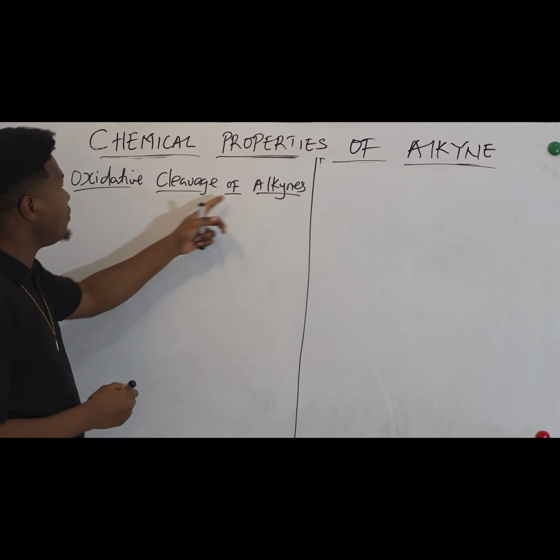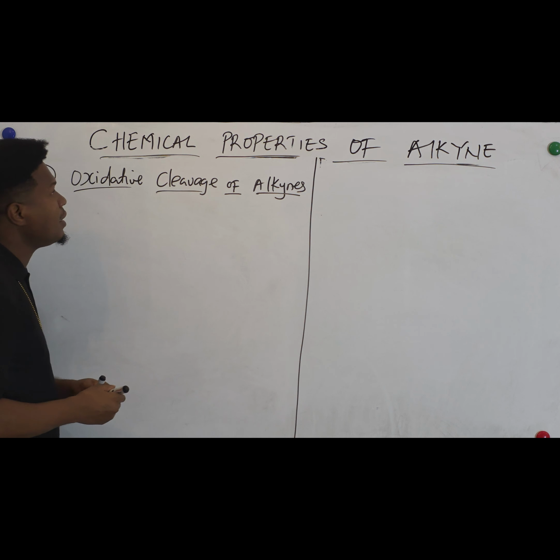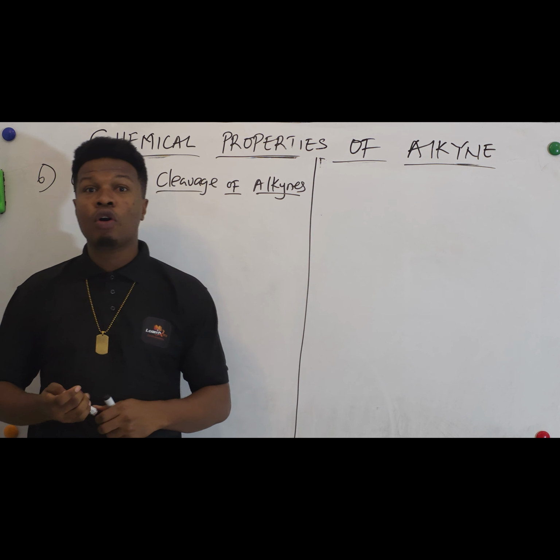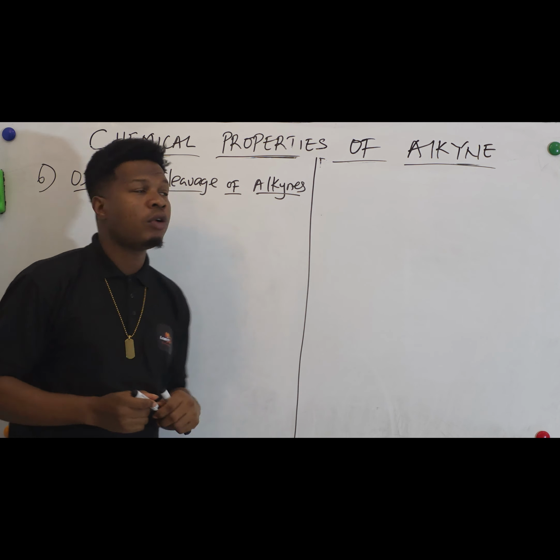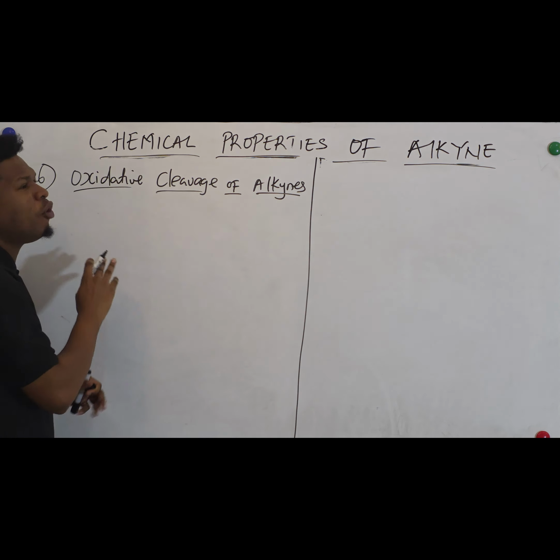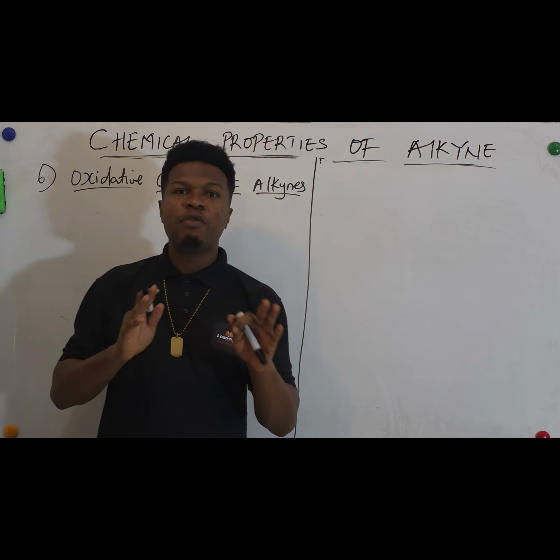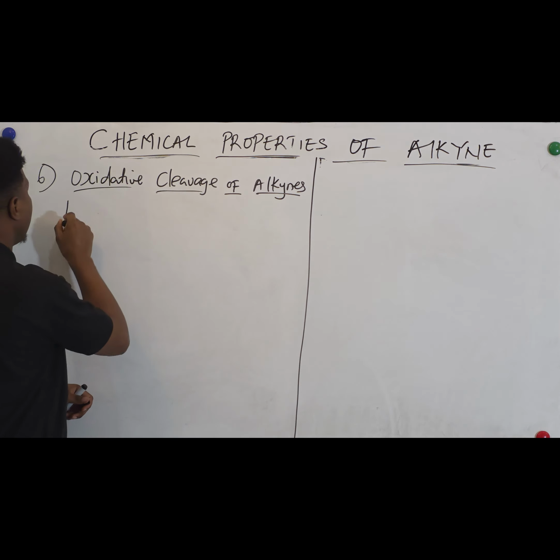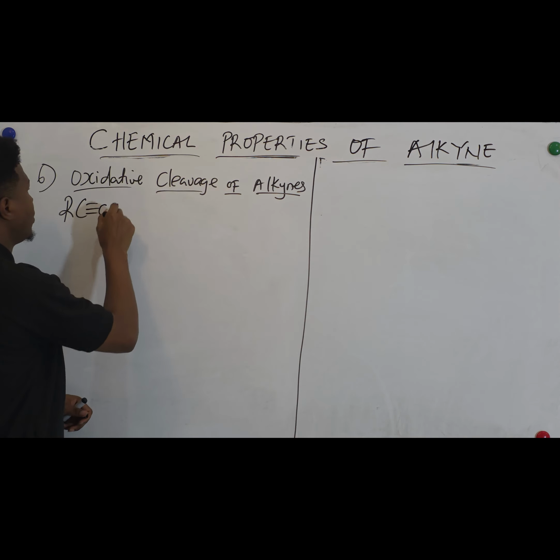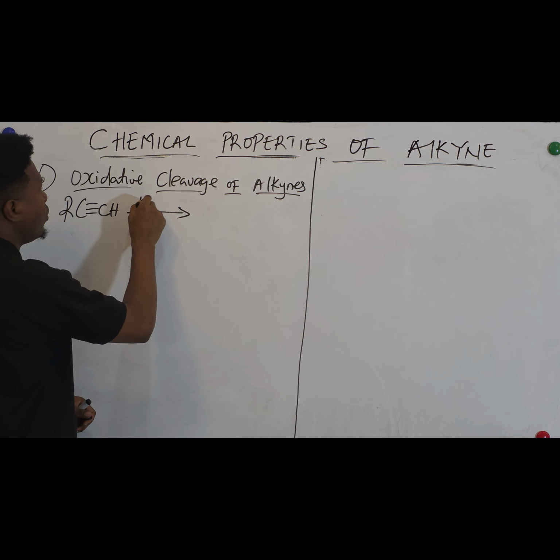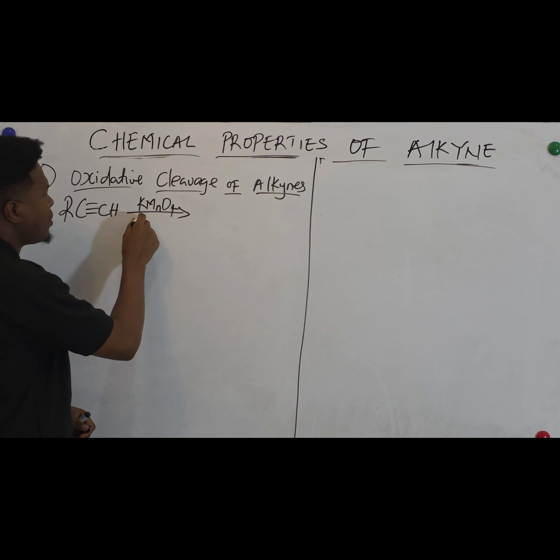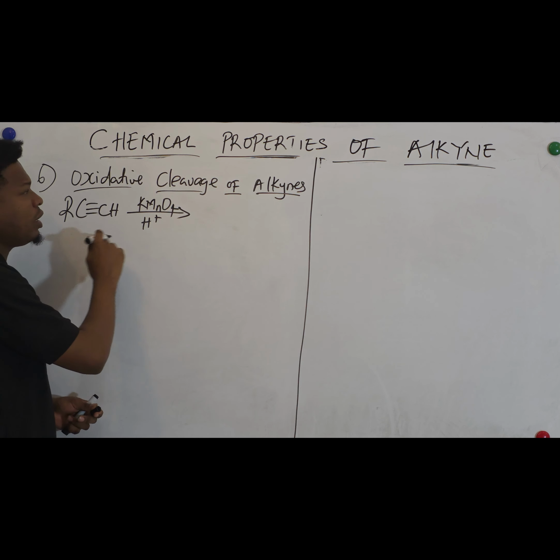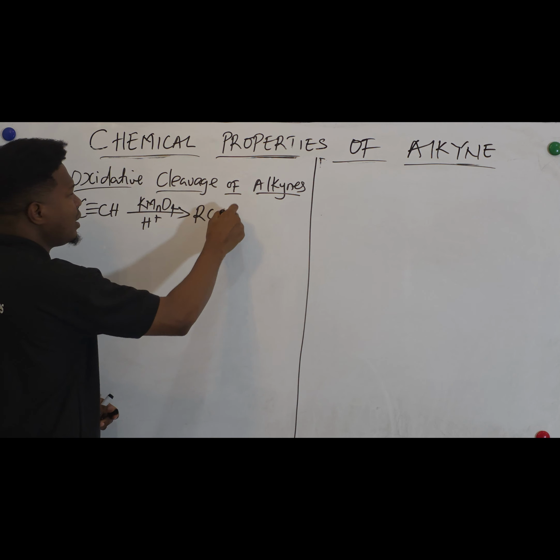The reaction is oxidative cleavage of alkynes. Oxidative cleavage simply means treating an alkyne with a strong oxidizing agent, such as KMnO4. Terminal and non-terminal alkynes give different products. If a terminal alkyne undergoes this reaction, for example with strong KMnO4, most of the time dissolved in acid, the oxidation will give rise to a carboxylic acid.